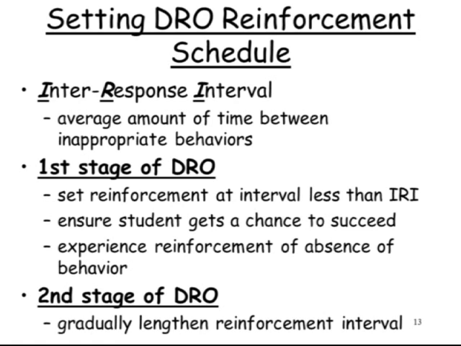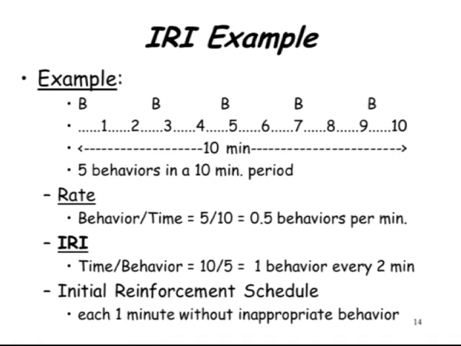If, let's say, the behavior was happening once every 5 minutes, I might increase the interval by a minute. Sort of do it proportionally to the size interval you're using. So here's an example. Let's say that we have a behavior that's happening 5 times in 10 minutes.